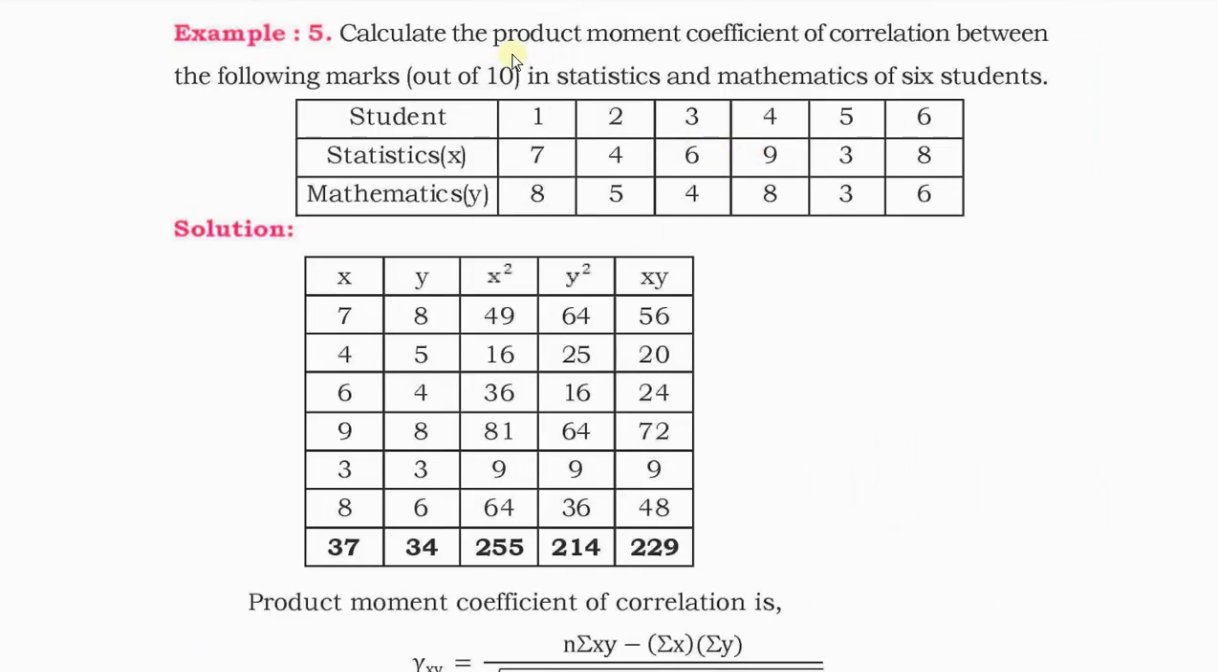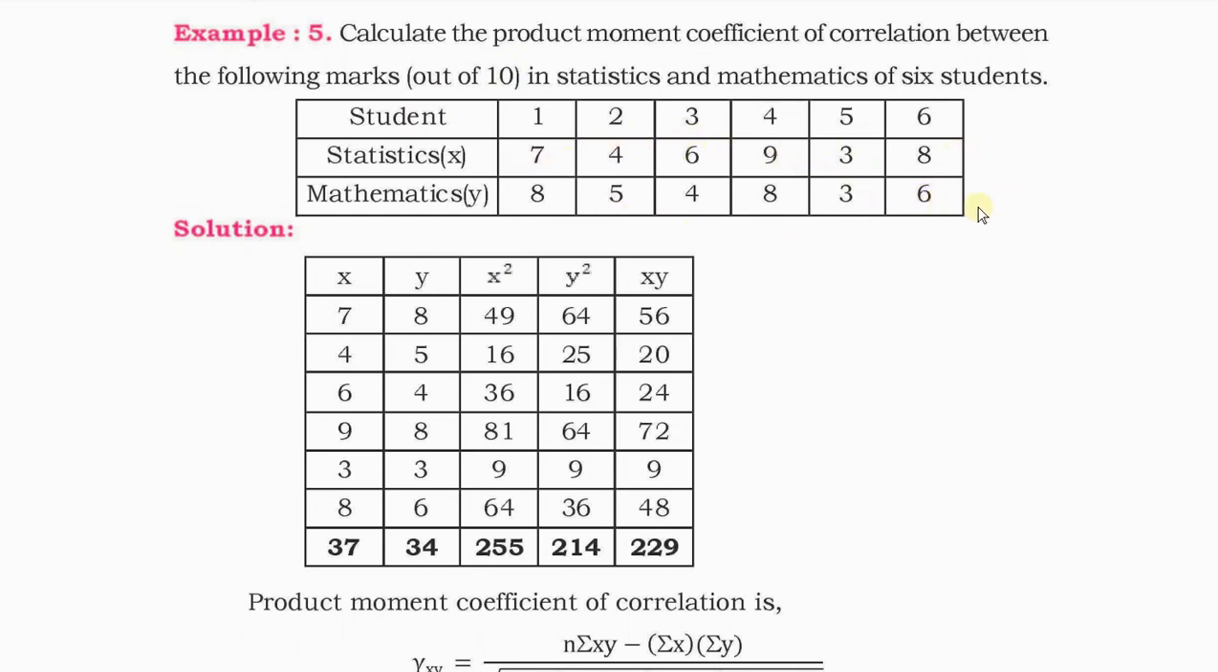So we have an example here. Calculate the product moment coefficient of correlation between the following marks out of 10 in statistics and mathematics of 6 students. So they have given data pertaining to marks of 6 students in 2 papers, statistics and mathematics. The maximum marks of the exam is 10. So out of 10, whatever marks they have obtained has been given here.